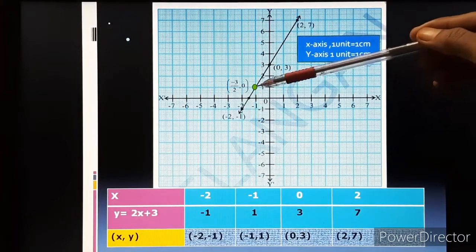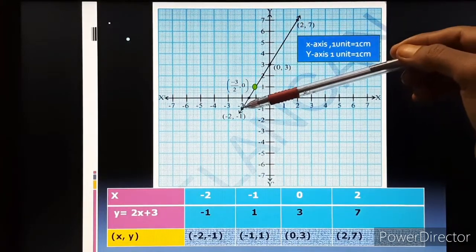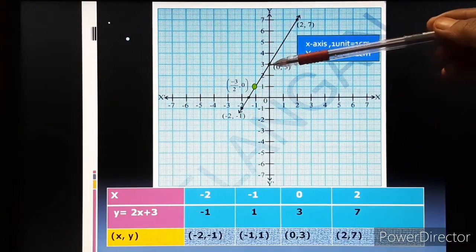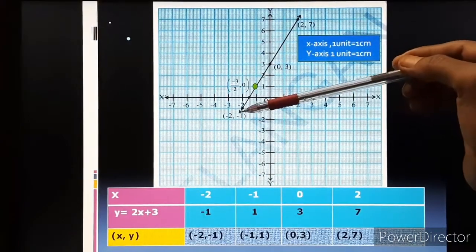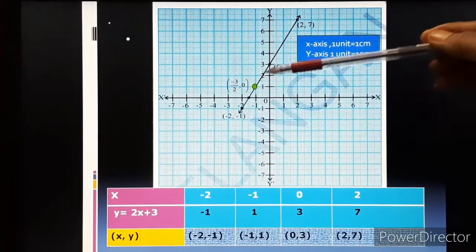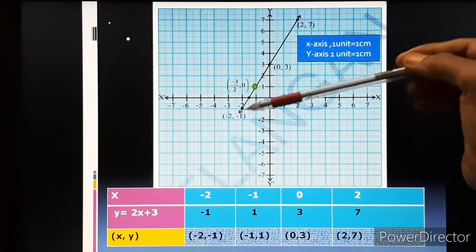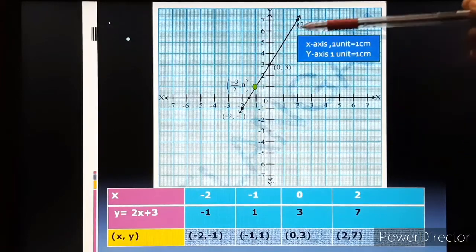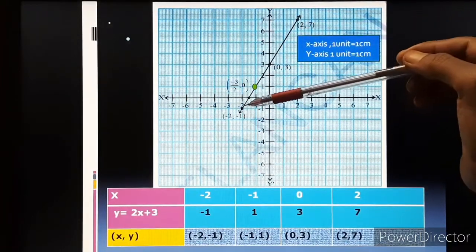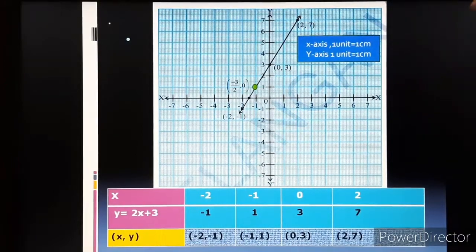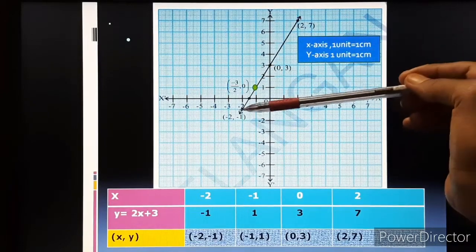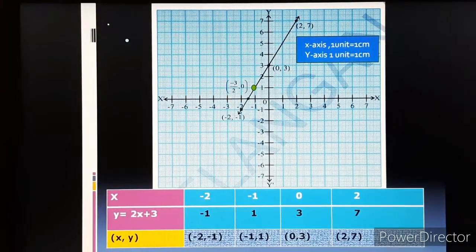First you plot all the coordinates, here, here, here, here. Then after you join all the points, you will get a straight line like this. As you can see here, it is a straight line. You can take a scale and join all the points, and you will get a straight line.